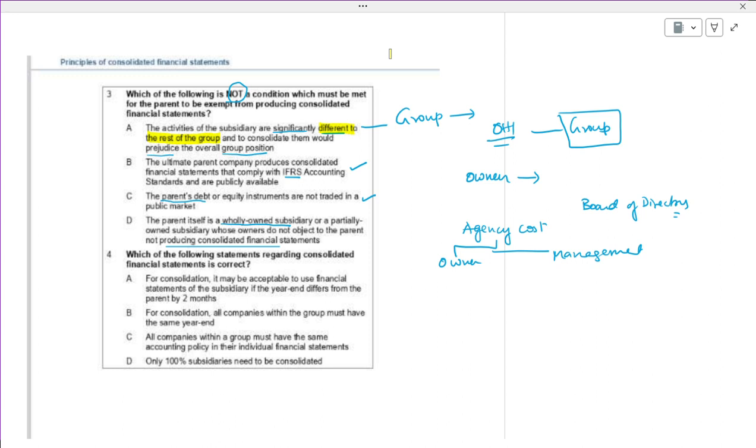Yeah. Okay. Understood. Fine. Now, which of the following statements? Are you okay with Hussein and Sumayya?